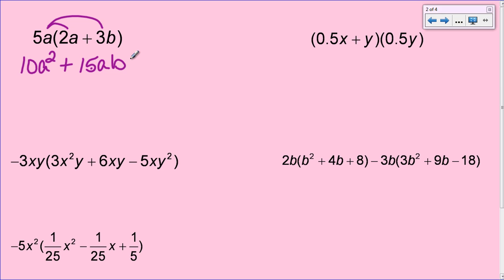Now the next problem is very similar, it's just written backwards. The thing I'm going to distribute is on the right hand side of the parentheses instead of the left.